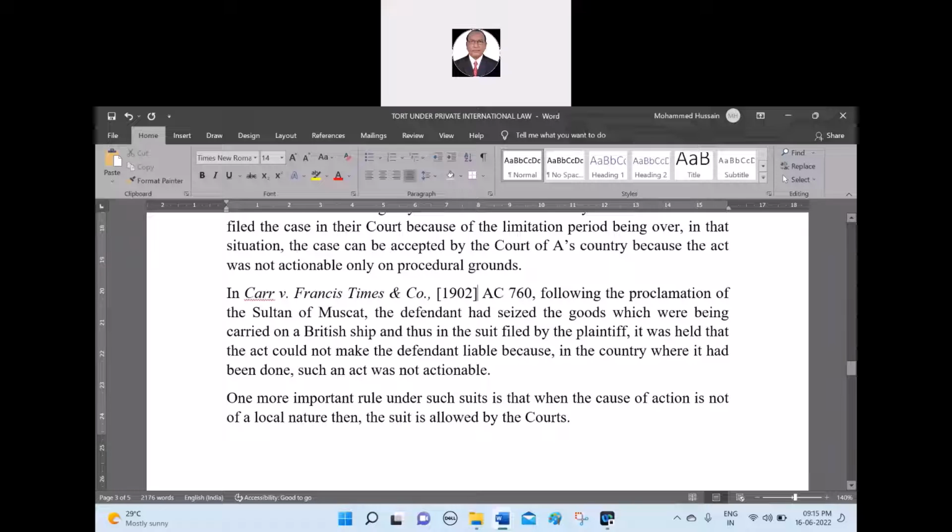In the same way, a thing which is not actionable in the country, can they entertain such a case? No. A thing which is not actionable in the country, they cannot accept such a case because it is against the country's law, country policy, country constitution. The same applies in the case law here. Whatever action was taken by him is not actionable, hence no compensation. First, it is not accepted as a crime.